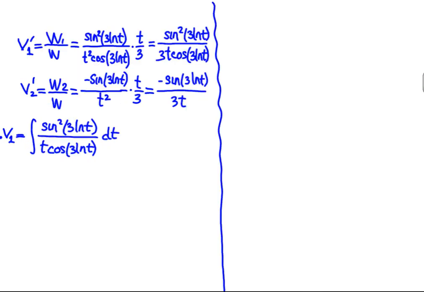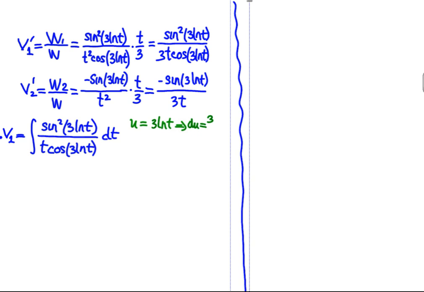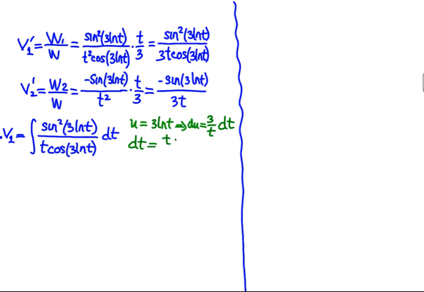All right. Now we just integrate. I use substitution on this one. Let u equal 3ln of t. The derivative is 3 over t dt. So dt is t du over 3. Substitute that information into our integral.